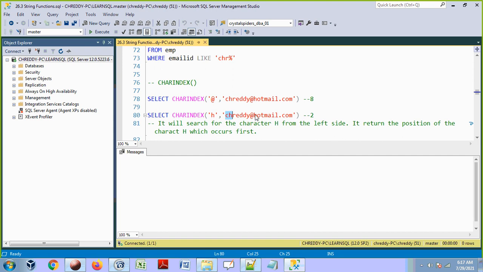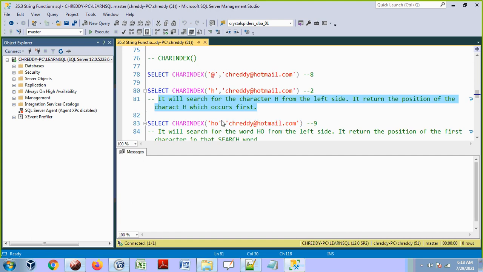It will not bother about this other H, guys. Whichever character H comes first, that character's position it will return. Coming first means it starts searching from the first position on the left side. So it will search for the character H from the left side, and whichever comes first, that position it will return.